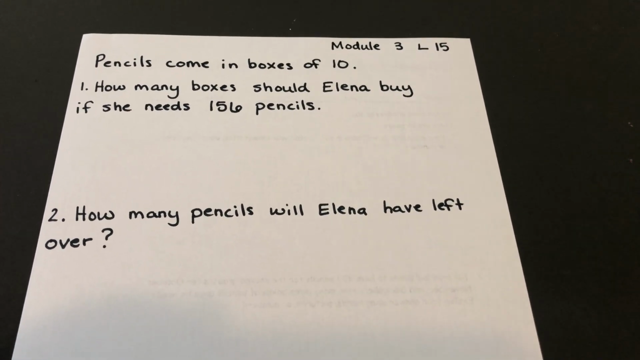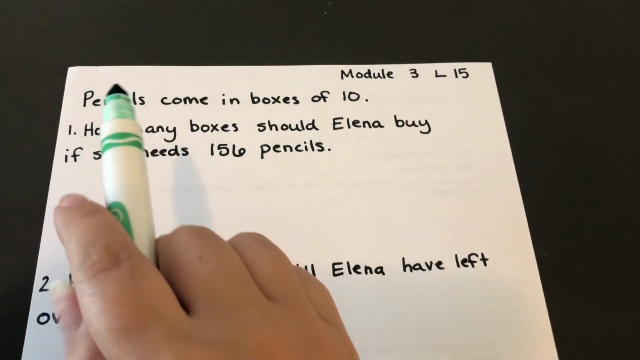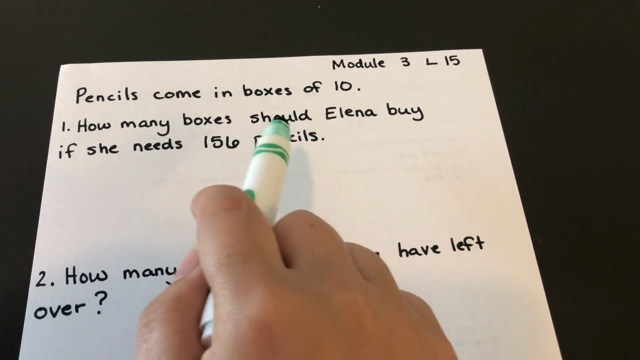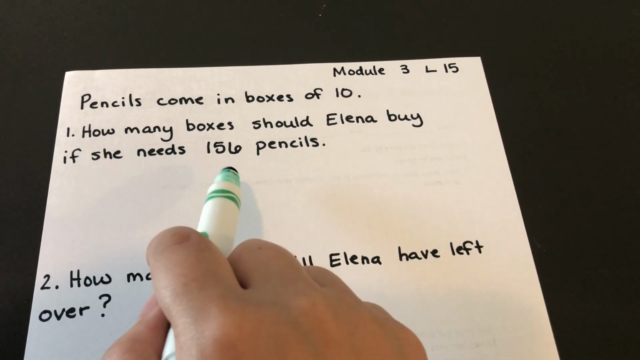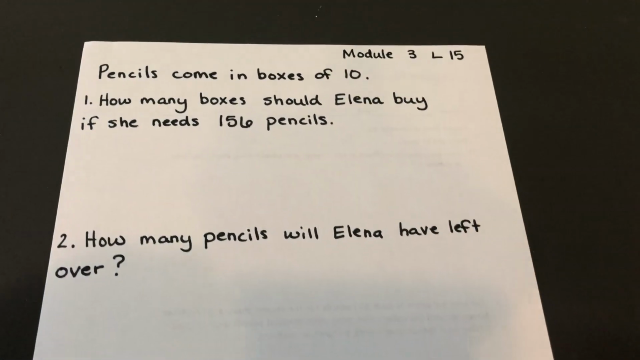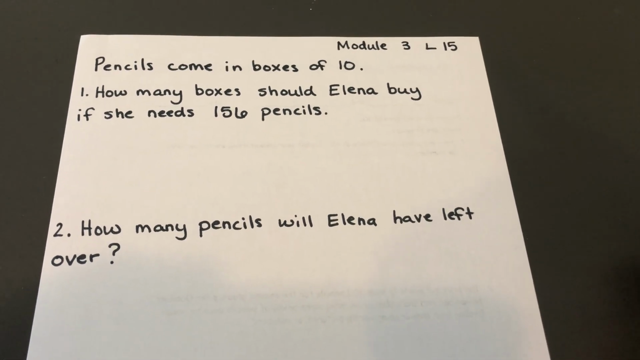I am just doing the same problem but with a different number. So at the top it says pencils come in boxes of 10. How many boxes should Elena buy if she needs 156 pencils? Well, we can start this by just making groups of 10 and counting as we go.